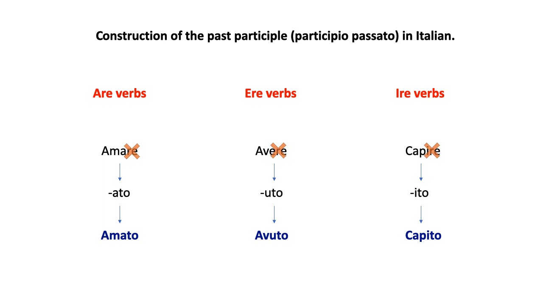Okay? So look at this slide carefully one last time. This is the way that you obtain the past participle of an Italian verb. Not all of them, again, but a vast majority of them. Right? And we will not be concerned with the exceptions for the purposes of this Italian 101 class. Okay? So for are verbs, you get rid of the ending of the infinitive and you add ato. For ere verbs, you do the same but you add uto. For ire verbs, you do the same but you add ito. Okay?